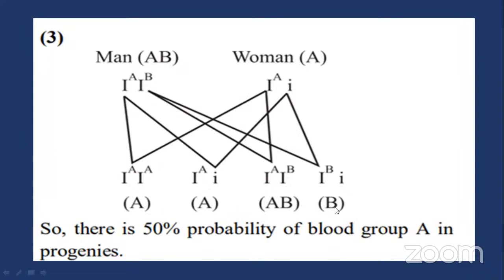Here, how much is the 2:1:1 ratio? Which one is the highest common? Blood group A is the highest, so 50% probability is possible. That is the correct answer.